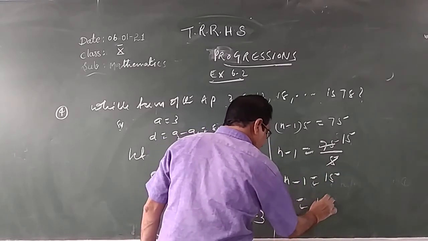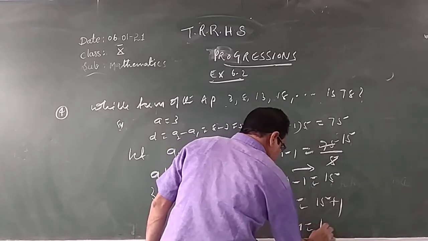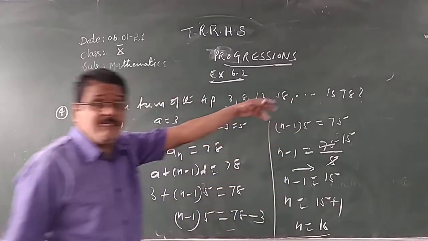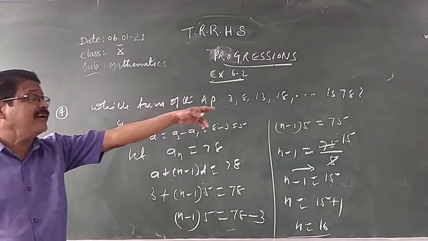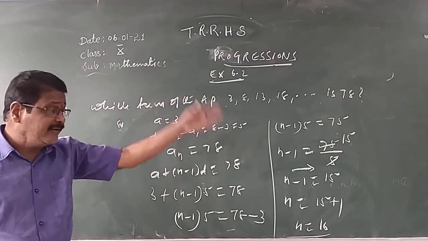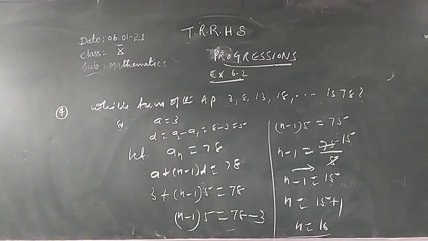n is equal to 15 plus 1, since minus 1 shifted to the right side becomes plus 1. n is equal to 16. The 16th term will be 78. Which term of the AP 3, 8, 13, 18, and so on is 78? The 16th term will be 78. I hope you clearly understood, children.